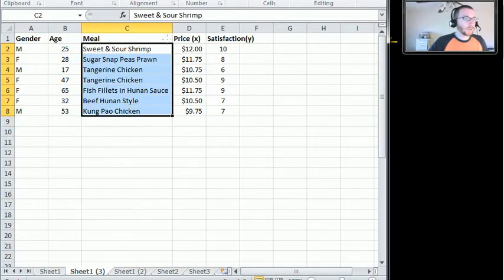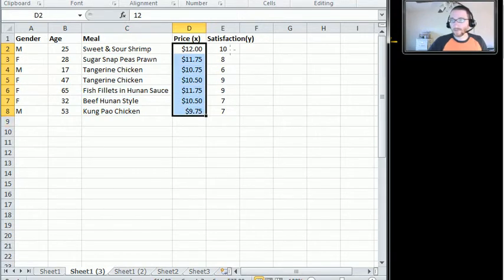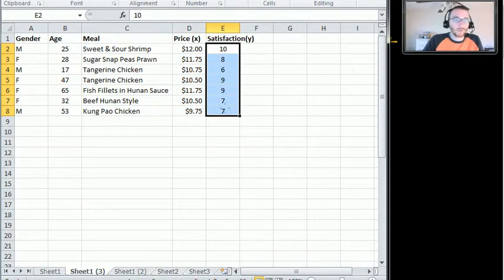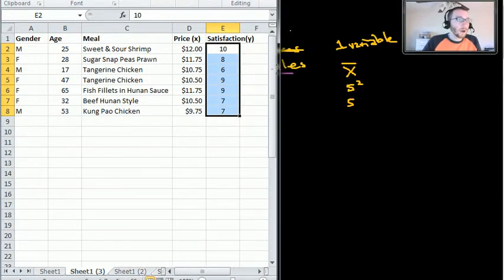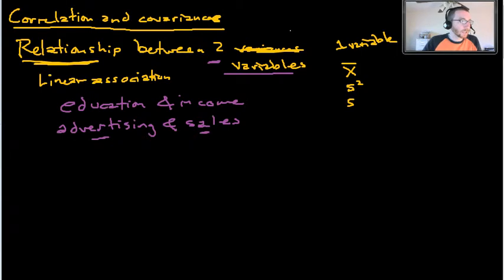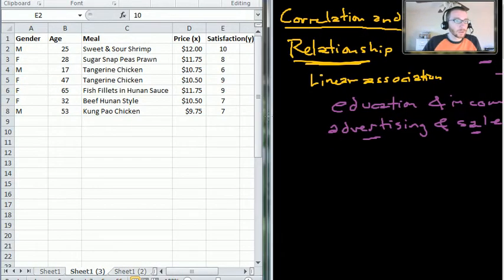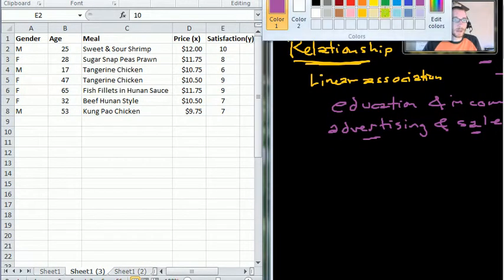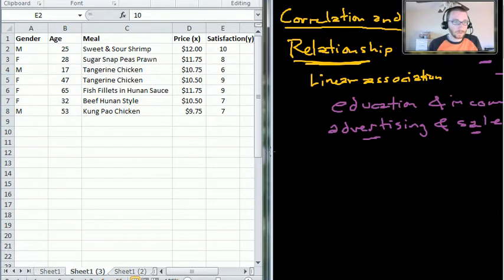They have an age. They each bought a meal. They had a price, and then they put their satisfaction on a scale from 0, which is completely unsatisfied, to 10, completely satisfied. So, you know, this restaurant is doing okay. But what they would really like to know is, how are price and satisfaction related? So in this case, the relationship they care about is the relationship of price and customer satisfaction.